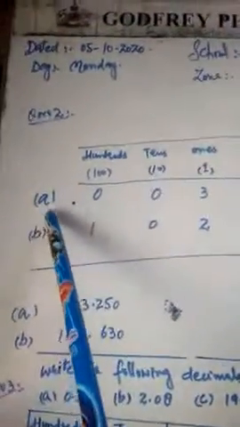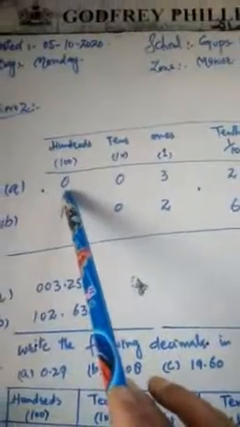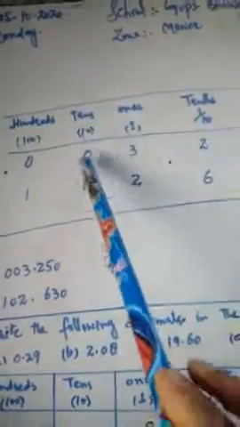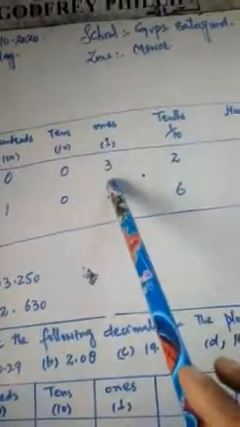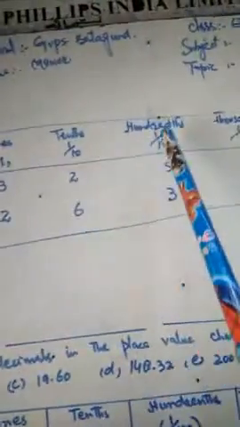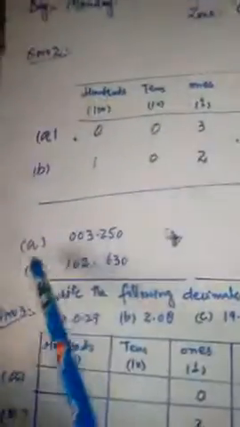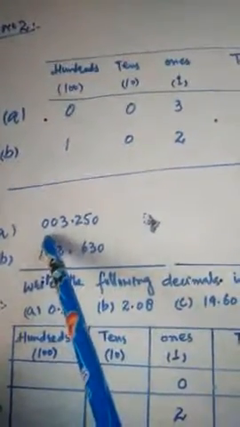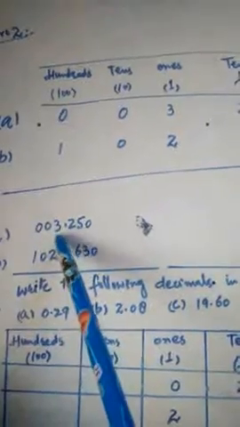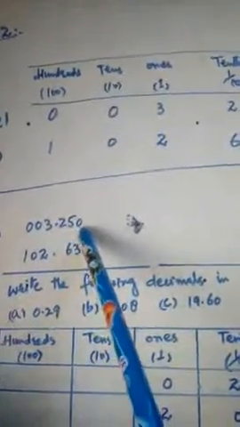Part A: hundreds is 0, that means in this number there are no hundreds. Tens is 0, that means there are no tens also. Ones is 3, there are 3 ones. Tenths are 2, hundredths are 5, and thousandths are 0 again. When we write this number in decimal form, it is 0 hundreds, 0 tens, 3 ones, point, 2 tenths, 5 hundredths and 0 thousandths.